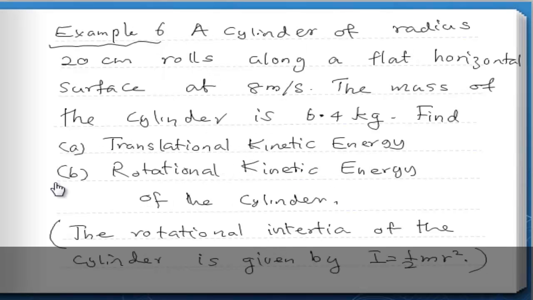Example 6. A cylinder of radius 20 centimeters rolls along a flat horizontal surface at 8 meters per second. The mass of the cylinder is 6.4 kilograms. Find the translational kinetic energy and rotational kinetic energy of the cylinder. The rotational inertia of the cylinder is given by I equals 1 half mr squared.